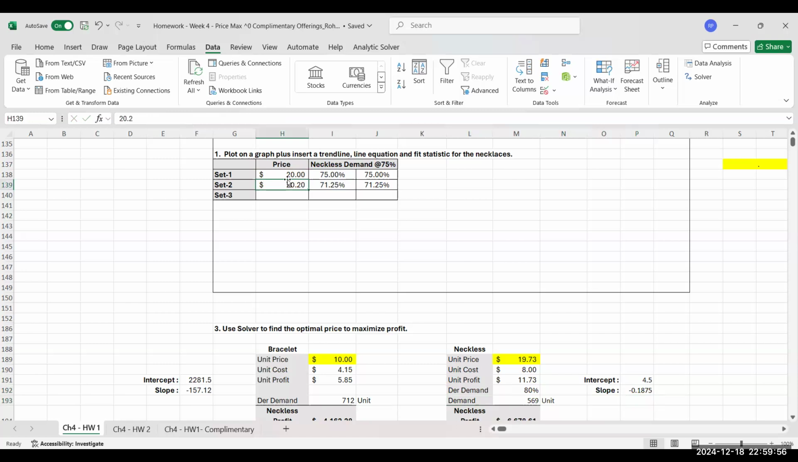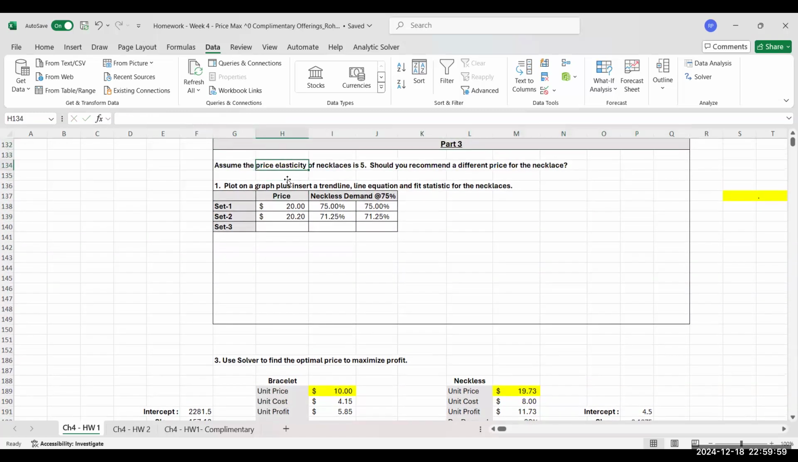I forgot to explain what the meaning of 5 elasticity is. A 1% change in the price of the necklace changes the demand by 5%. So we are increasing our price by 1%. I'll show you how to do it. This times 1%, add that. So this is the 1% change. We get $20.20 and 75% demand, which is already given to us in the example.